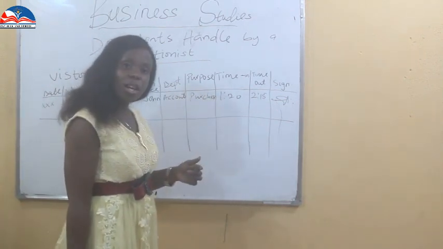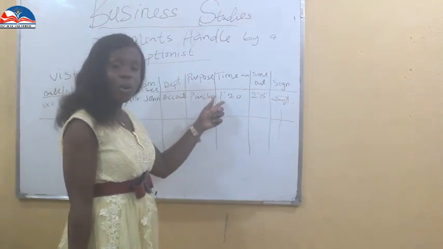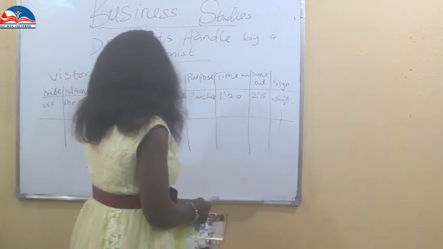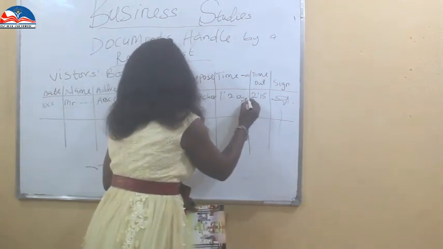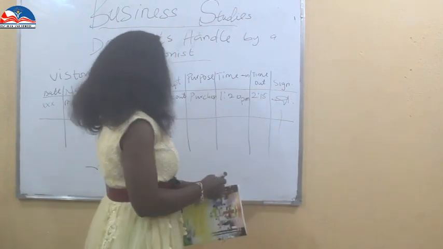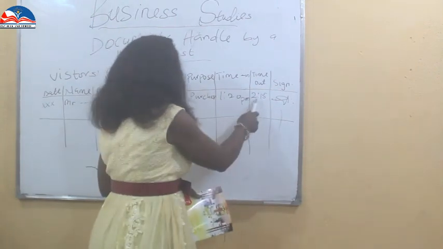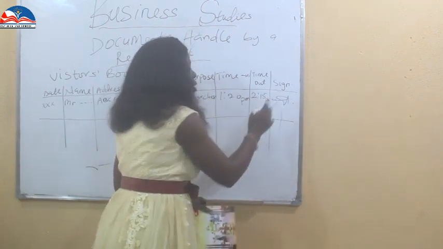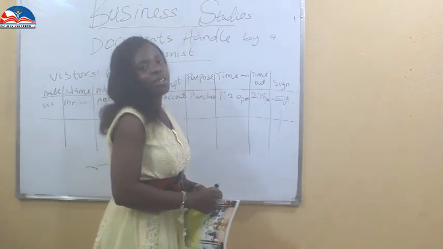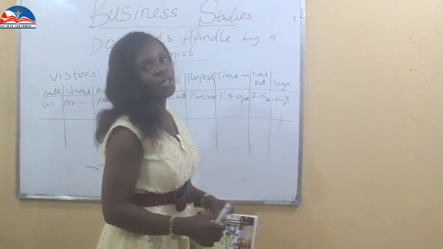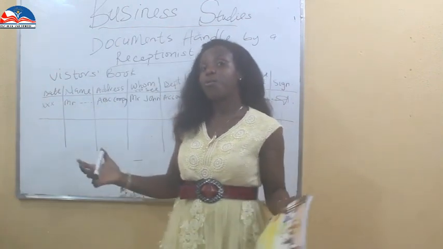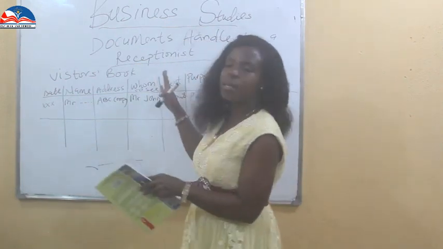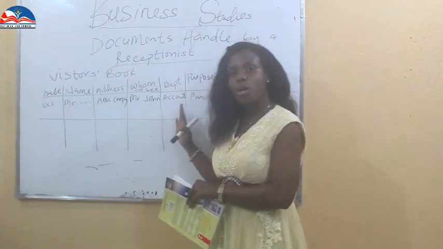When did he come into the company premises? He came in at 11:20 a.m. and he had a brief meeting with the accountant and then left at 12:15 p.m. and then he signs. The receptionist keeps a detailed record of these visitors' notes. It might be for further purpose and it might be for the organization to know those who have visited. So this is how a typical visitor's book looks.